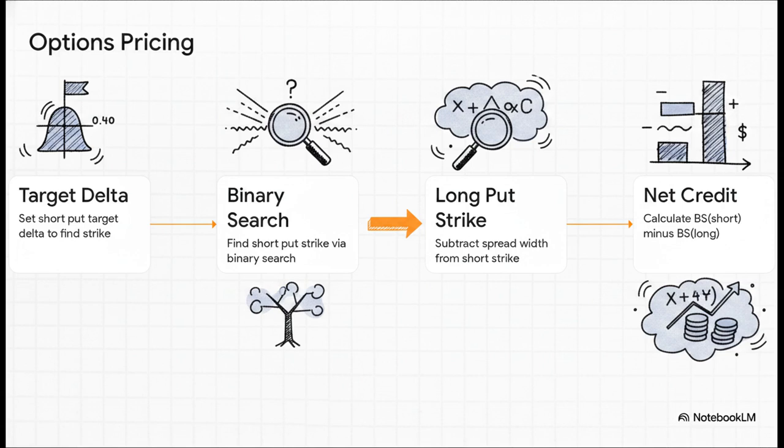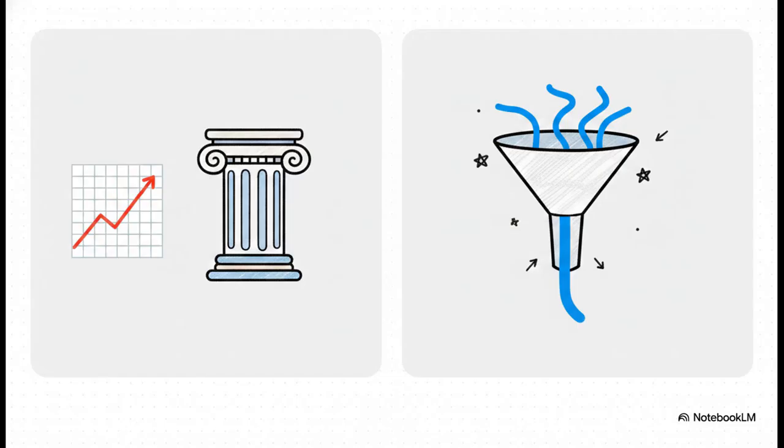And finally, it calculates the theoretical price of both legs to establish your net credit. It literally generates the pricing data on the fly. It's so smart. Now, to make that Black-Scholes formula work, you absolutely need a highly accurate volatility input. And this is where the engine takes a really clever two-pronged approach.